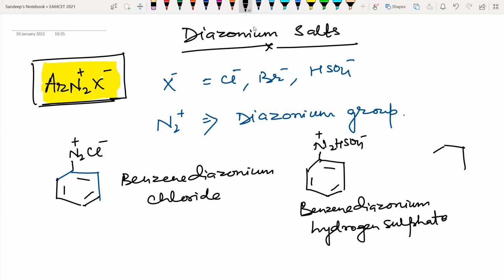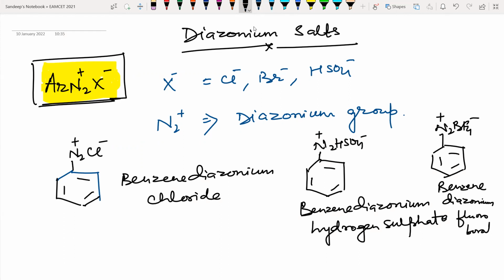If you write a benzene and then write a diazonium group plus BF4 minus, then it is called benzene diazonium fluoroborate. So aliphatic diazonium chlorides are unstable. Aliphatic diazonium compounds are unstable.